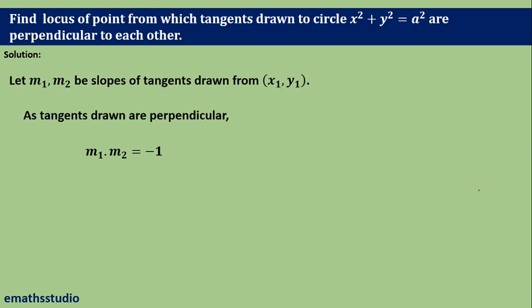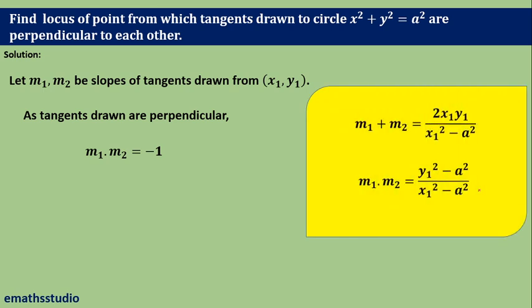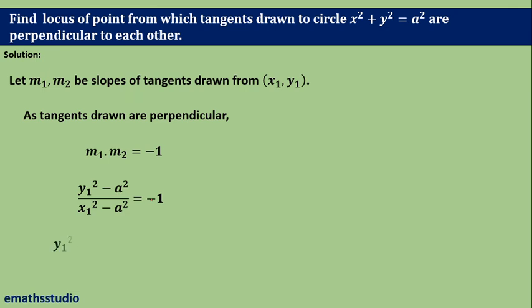This is the theory from straight lines. Now, earlier we discussed that m1 plus m2 is 2x1 y1 upon x1 square minus a square, and m1 into m2 is y1 square minus a square upon x1 square minus a square. So, this equation becomes y1 square minus a square upon x1 square minus a square is minus 1. Now, taking denominator to other side, we can write it as y1 square minus a square is minus x1 square plus a square. Shuffling the terms, it becomes x1 square plus y1 square is equal to 2a square, and the required locus is then x square plus y square is equal to 2a square.